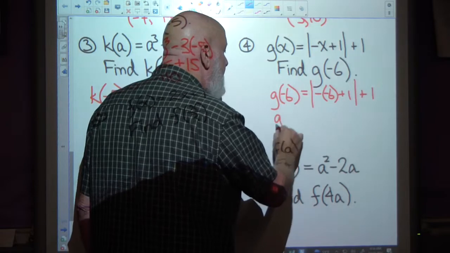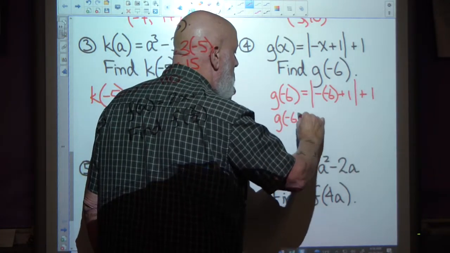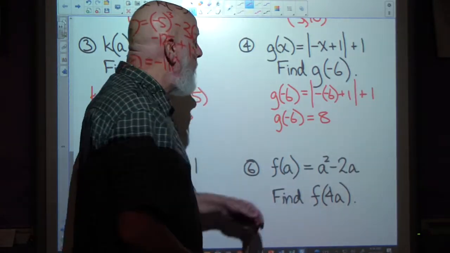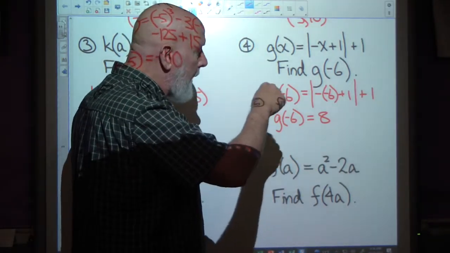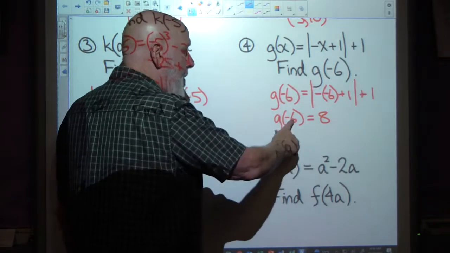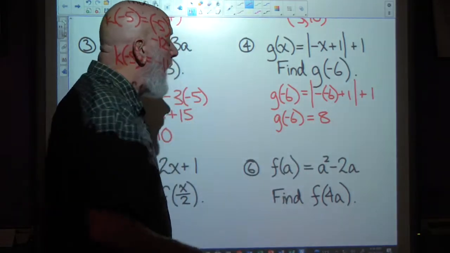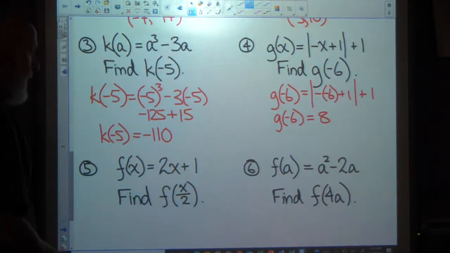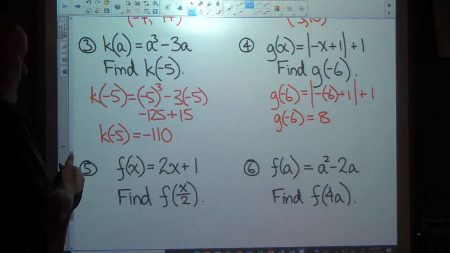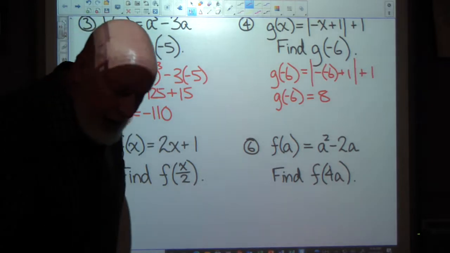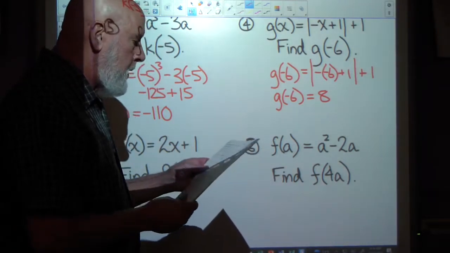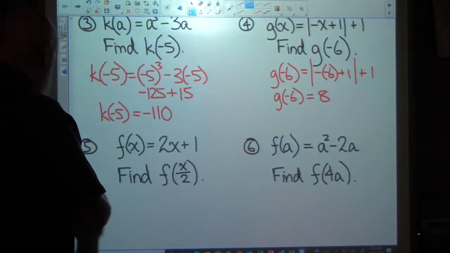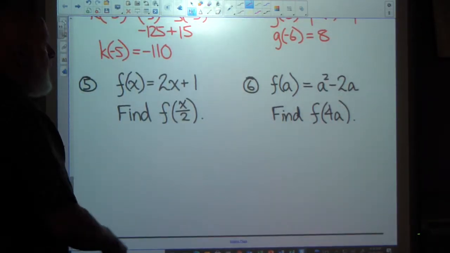So g of negative 6 would equal 8. And if they asked you to write it as an ordered pair, it would be the ordered pair negative 6, 8. That's the x value, that's the y value, or in this case, g of x value. Alrighty. I think it's kind of straightforward there. Let's see if I got that one right. What was that, number 4? Yay, I'm on a roll. Got a couple more and we'll be done.